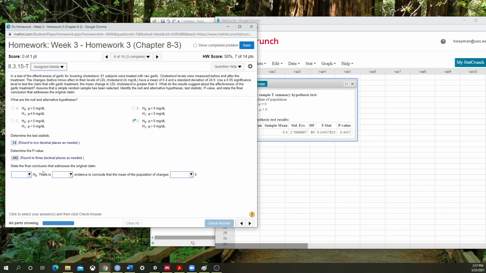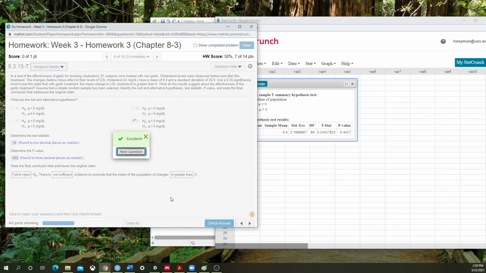Okay. Now state the final conclusion that addresses the original claim. So I know that my p-value was 0.44. My significance level was set at 0.05. I would only reject the null hypothesis if my p-value had gone below my significance level. Here you can see that it is obviously much higher than my significance level. So I am going to fail to reject the null hypothesis. There is not sufficient evidence to conclude that the mean population of changes is greater than 0. So I failed to reject the null because there's not enough evidence to support the claim. And there you go.